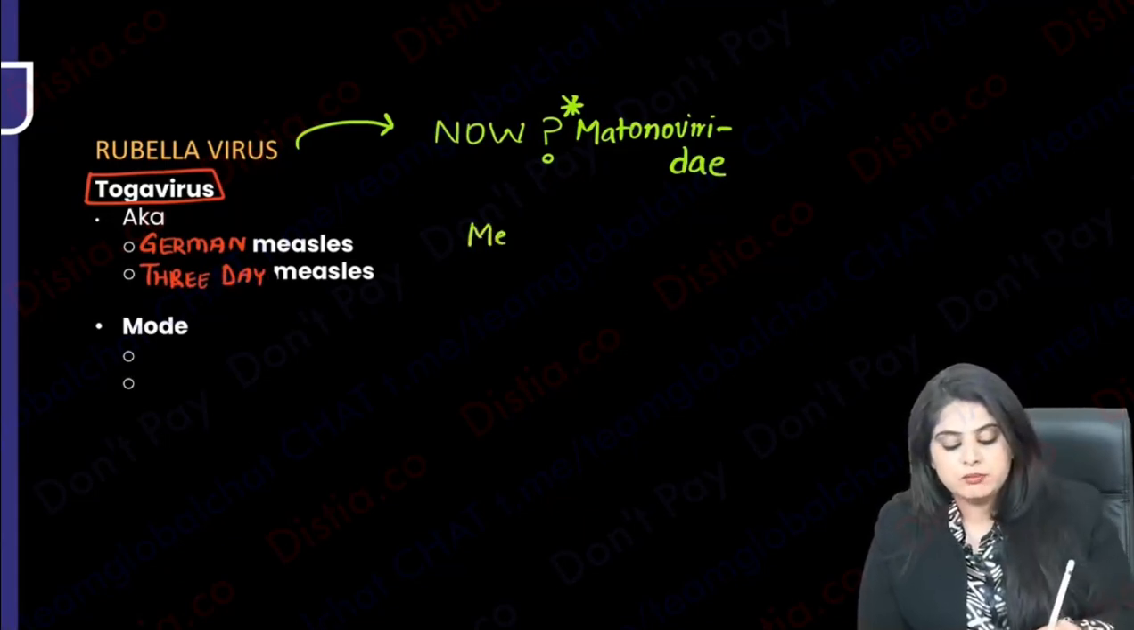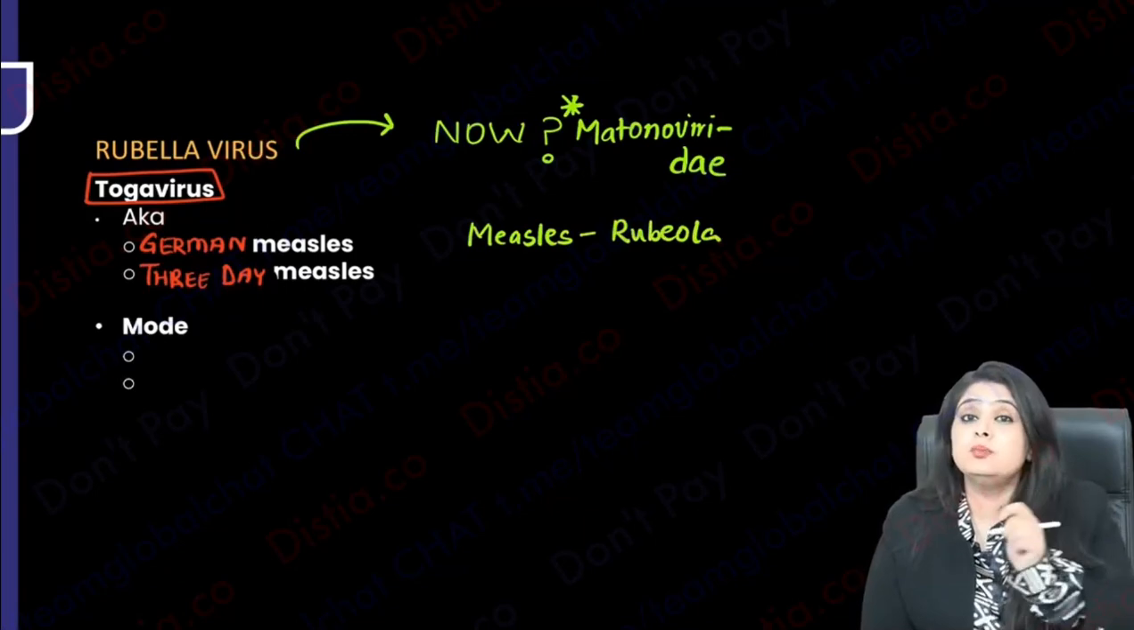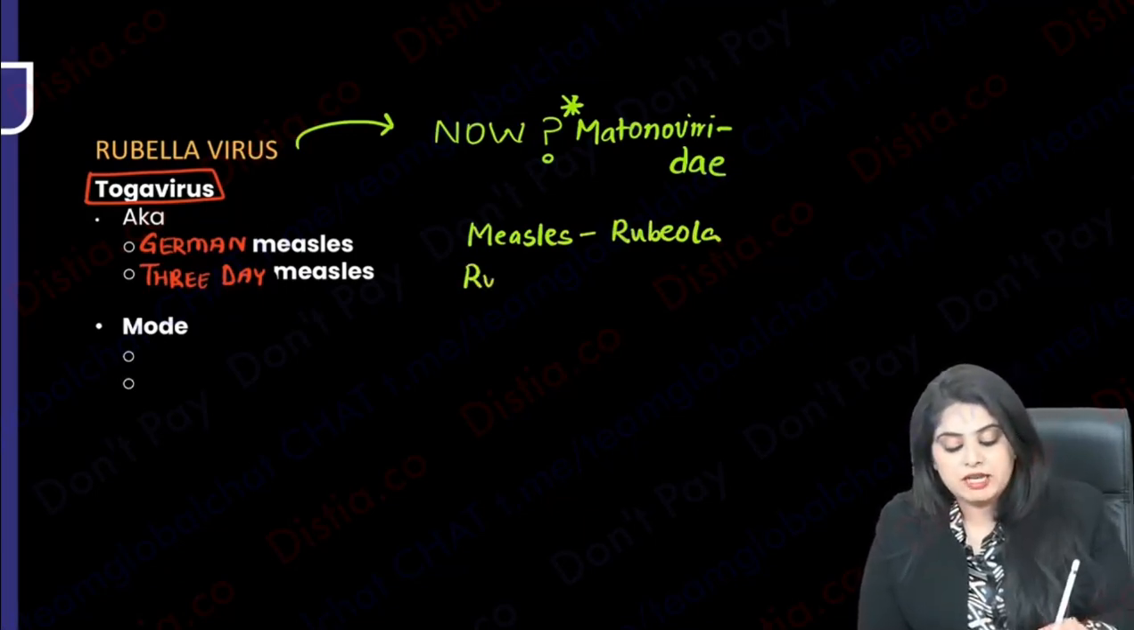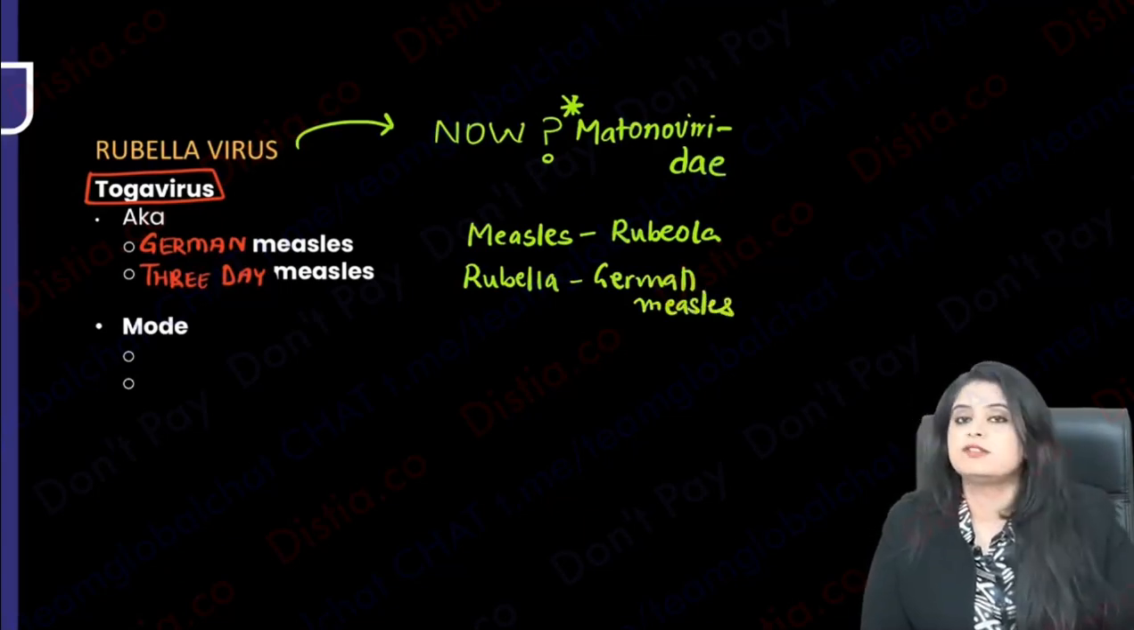I told you that measles is not known as German measles. Measles is known as rubeola, not rubella. Measles is known as rubeola, whereas rubella is known as German measles. I told you this cross connection that you have to know. Okay, so I've put it up over here. Rubella is known as German measles, also known as 3-day measles.